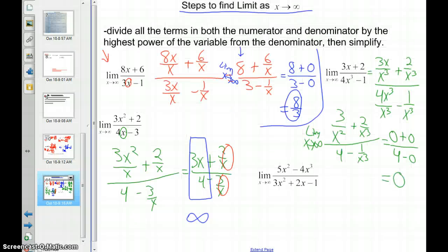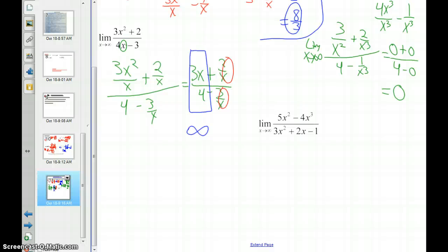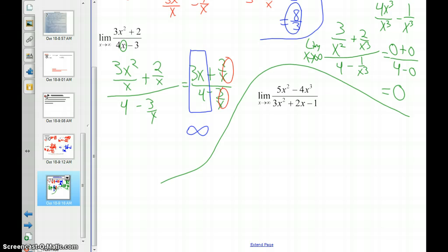So now let's take a look at this last example right here. Try to block off the other stuff. We're doing the same thing, the limit as x approaches infinity. So we're going to divide everything by the highest power of the variable from the denominator. That's the x squared. So 5x squared over x squared is 5, minus 4x cubed over x squared just makes it a minus 4x, over 3x squared divided by x squared is just 3, plus 2x divided by x squared is 2 over x, minus 1 over x squared.